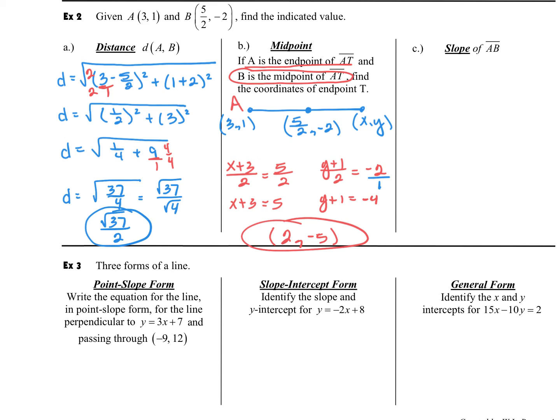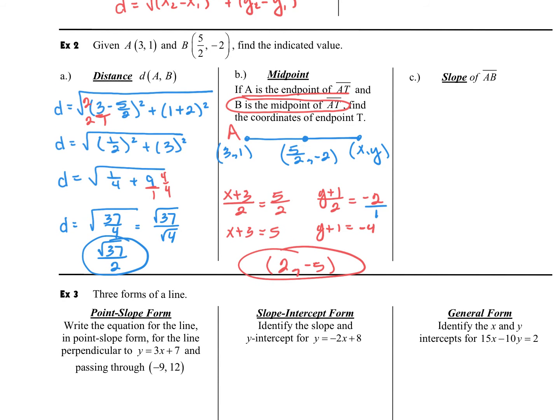Last thing that we're going to do is slope. We need to remind ourselves that slope is rise over run. So we're just going to find the slope of our two points for A and B. Remember, slope is a subtraction. It's the change in y over the change in x.